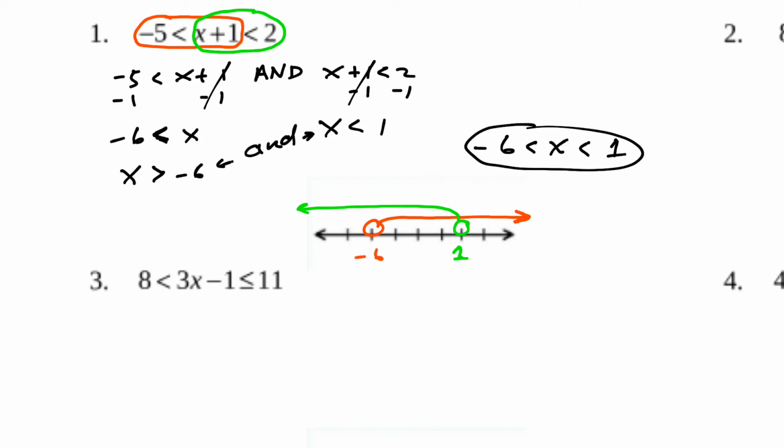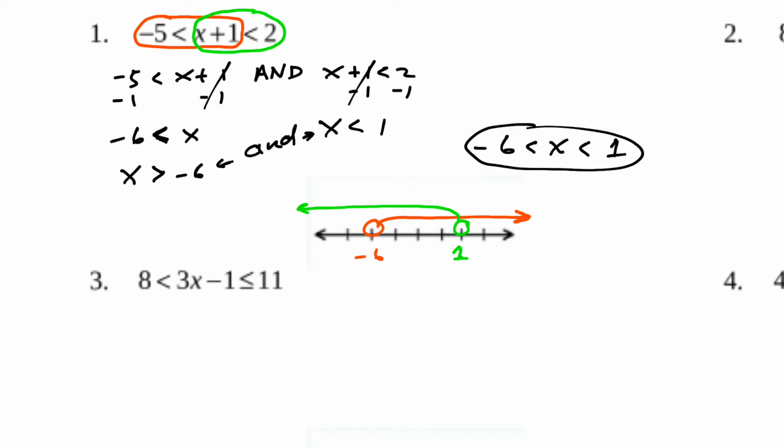Now I think above it says don't forget to check your answers. So to check your answers, what you'd have to do is pick a number in the double shaded region on your number line. So you want to pick an x value that's between -6 and 1. An easy number to pick between -6 and 1 would be 0. So let's do a check with x equals 0.